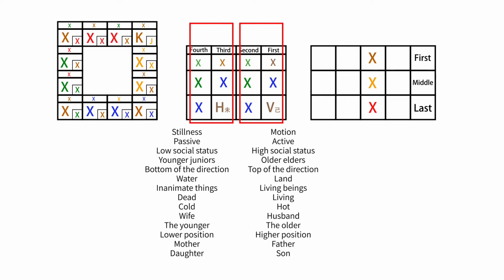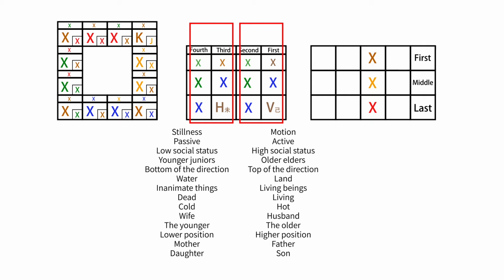The stem represents high social status. The branch represents low social status. The stem represents the older elders, and the branch represents the younger juniors. The stem represents the top of the direction, and the branch represents the bottom of the direction. The stem represents land, and the branch represents water. The stem represents living beings, and the branch represents inanimate things.